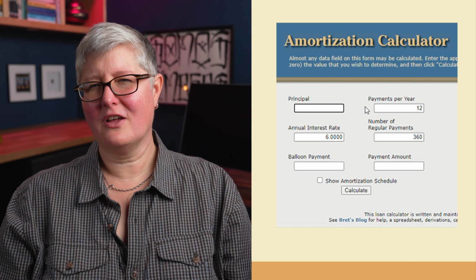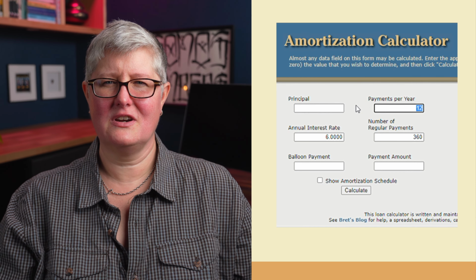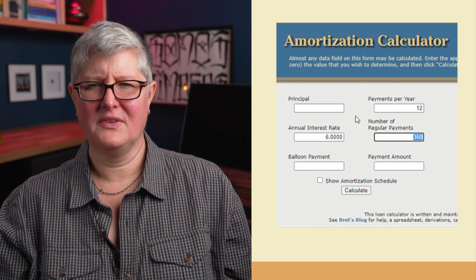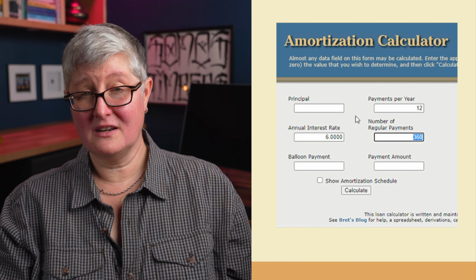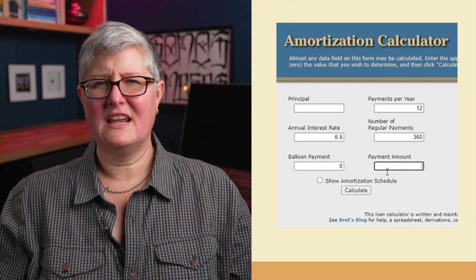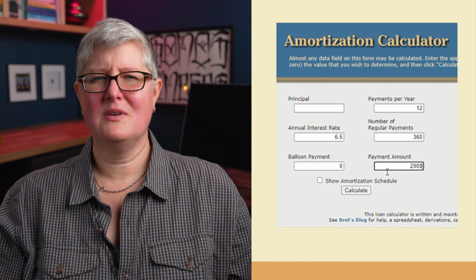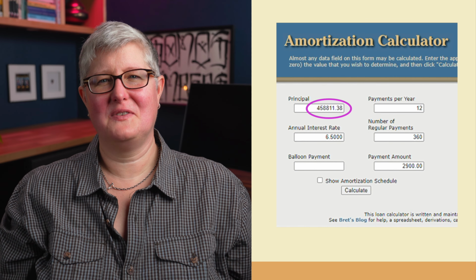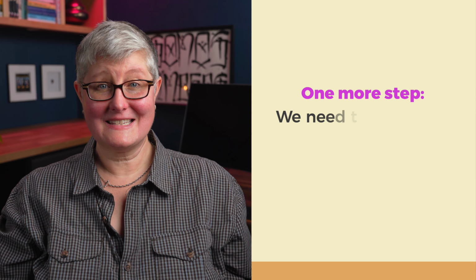And we want to leave 12 payments per year and 360 as the number of payments. That's a 30-year loan term. Balloon payment, if you bookmark this calculator and use it again, that should always be empty or a 0. And we're going to change the interest rate to 6.5% and enter $2,900 as our payment amount and hit calculate. And voila, we get a $459,000 loan amount. Now, our last step, step 4, is to figure out our purchase price.